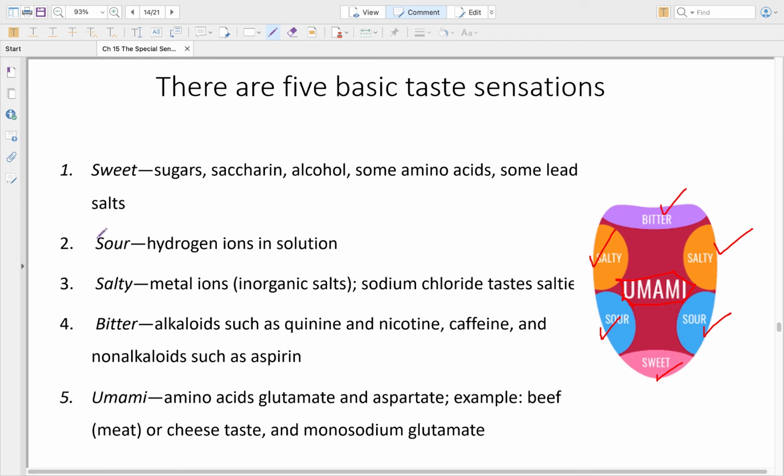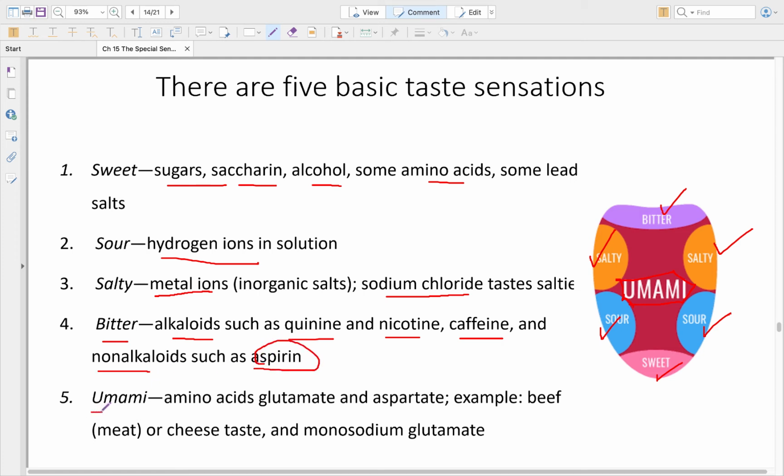Now, something sweet is clearly going to be sugars, anything that has a saccharide in it, alcohol, some amino acids. Sour is going to pick up hydrogen ions. Salty will pick up metal ions like sodium chloride. Bitter will pick up alkaloids like nicotine, quinine, caffeine, and non-alkaloids such as aspirin, for example.